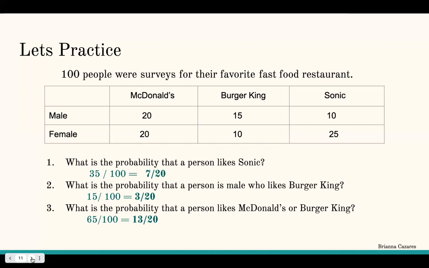For the last question on this problem, it asks, what is the probability that a person likes McDonald's or Burger King? The students would have to look at both the McDonald's and Burger King sections and calculate them all together. They would add 20 plus 20 plus 15 plus 10, giving them 65, and put that over 100. They could leave the answer like that or simplify it down to 13 over 20.